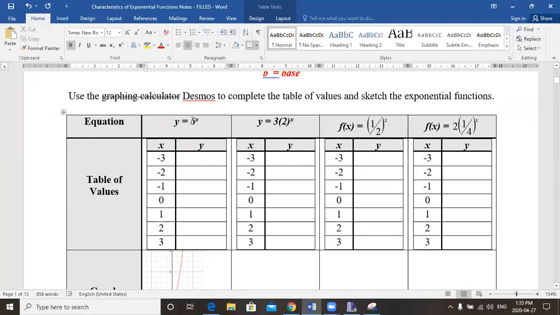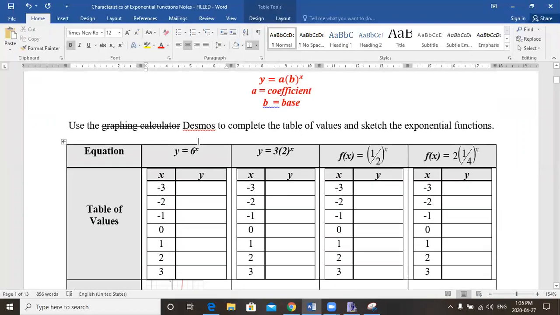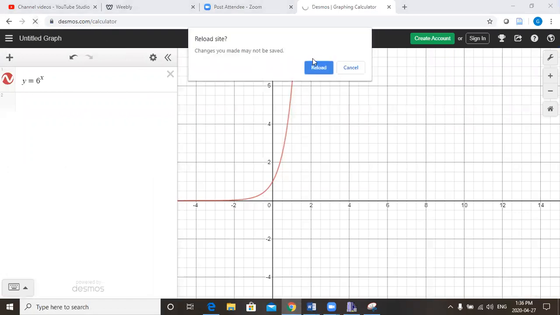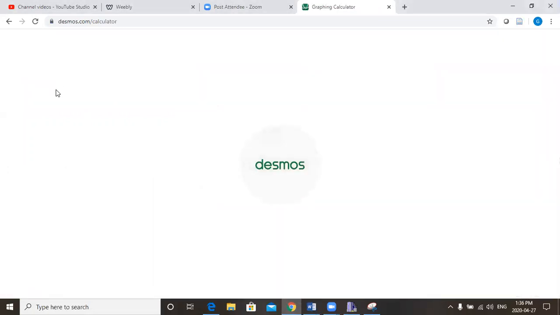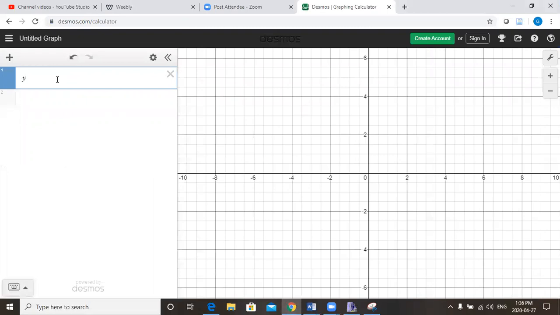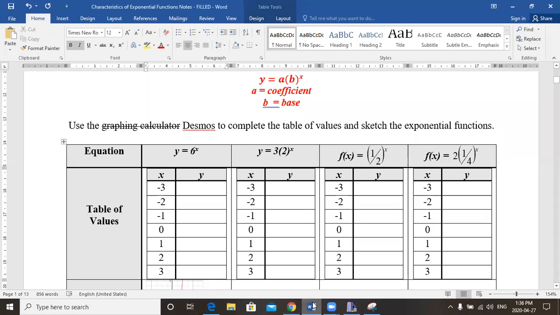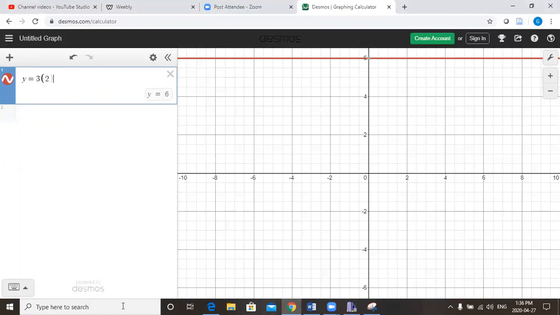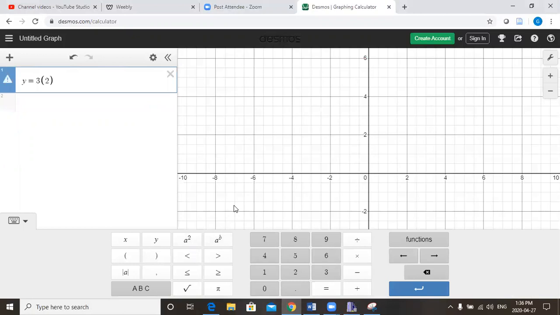Okay, so again, we only had a base. So we assumed in this example that the a value was 1. So let's see what happens when you actually have a coefficient. In this case, it's positive 3. So we'll go to our Desmos and we'll reset it. And so we type it in exactly as we see, y equals 3 bracket, and the base, if I remember, is 2. So 2 is the base, and click on the outside of the bracket, and we are going to raise it to the power of x.